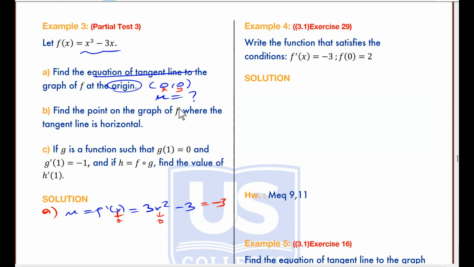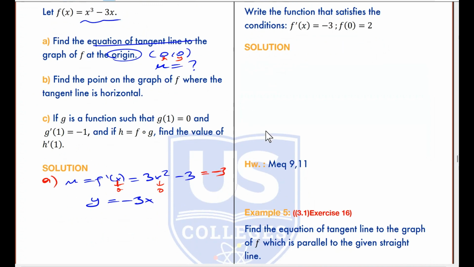So now I know my point. I know my slope. I can write the equation. Y equals -3x. That's it. That's the equation. Okay, I got the first part. Second part. Okay, part B.